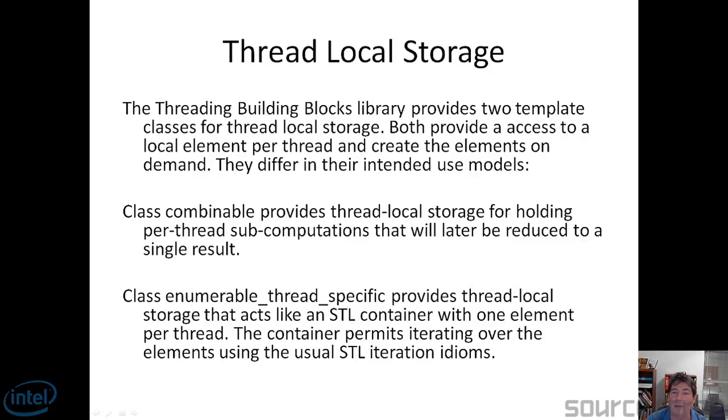The first class provides thread local storage for holding per thread sub-computations that will later be reduced to a single result. What that means is you can have maybe 4 threads that are doing different things, but at the end their computations are combined to provide a single result. It's very similar to the OpenMP reduction clause. The second template provides thread local storage that acts like a standard template library container with one element per thread. The container permits iterating over the elements using the usual standard template library iteration idioms.